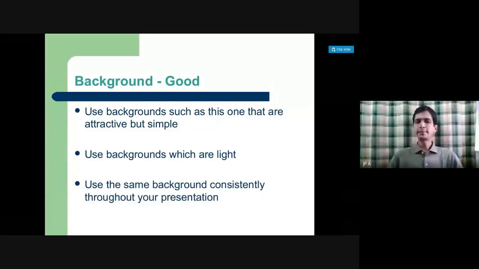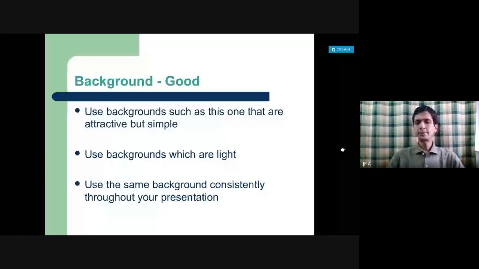So light background, dark font is very good. And it is preferable if you use the same background throughout your presentation. One presentation, one background. Another presentation, another background. I'm going to change another. It is not professional. So use the same background. If you like a particular background, use it throughout the presentation. Don't use individual background for each slide. Then it can be very distracting and disturbing to the audience.